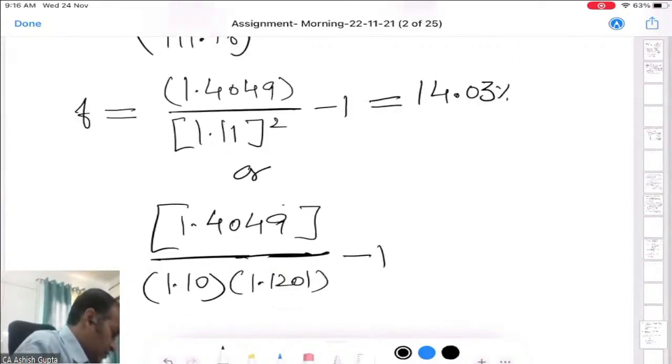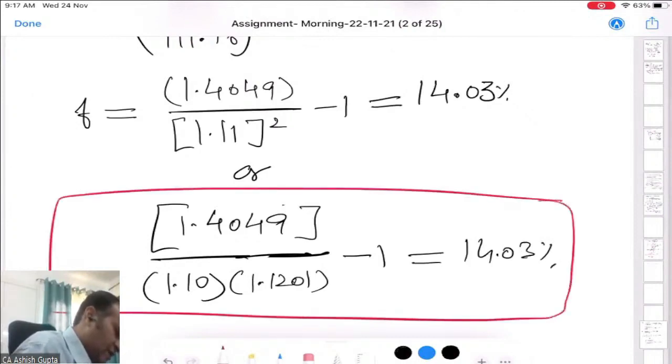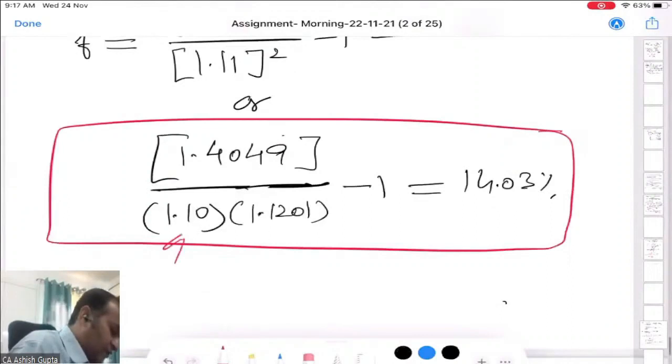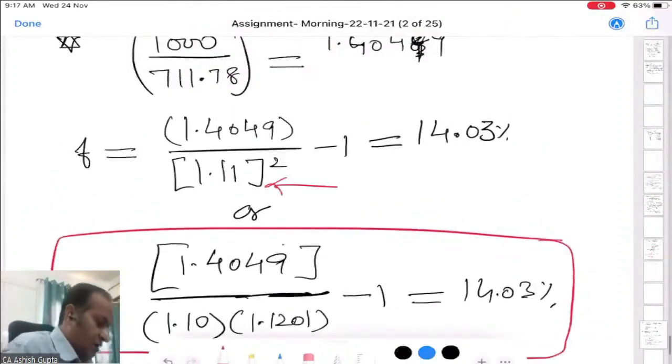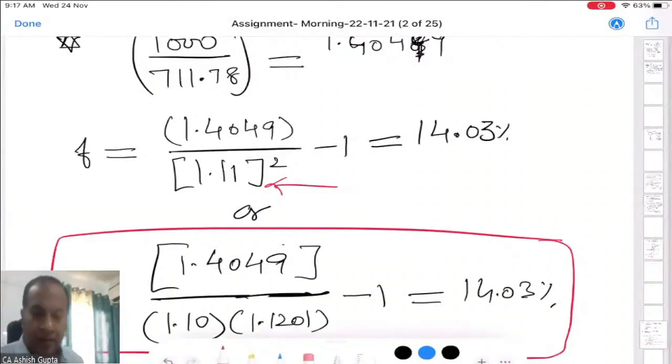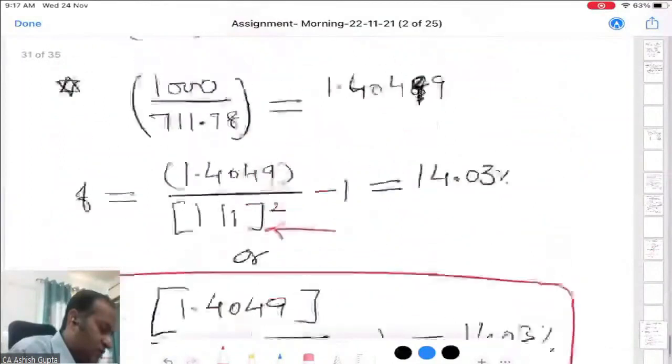1 divided by 40 divided by, yes. Now, yes, we are getting the correct answer now. 14.03. So, we can calculate in this manner also. Here we have used only the forward rates. Okay, here we have used our spot rates. So I hope this question must be clear to you.